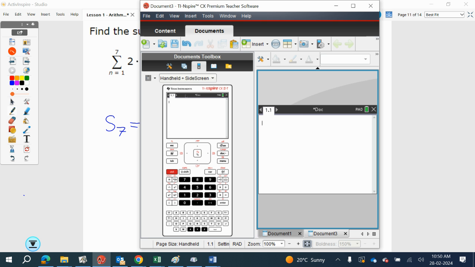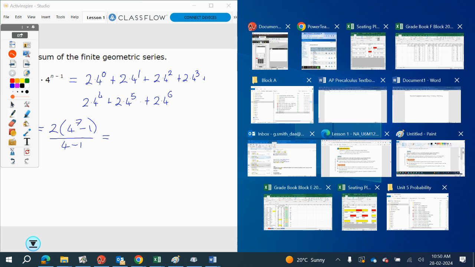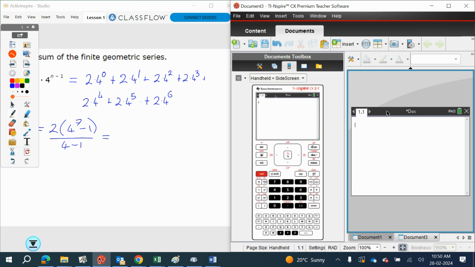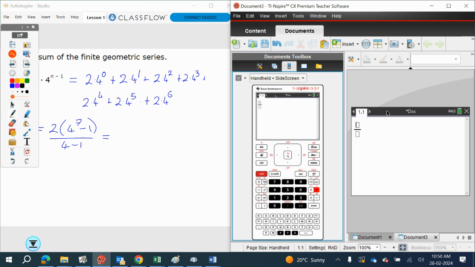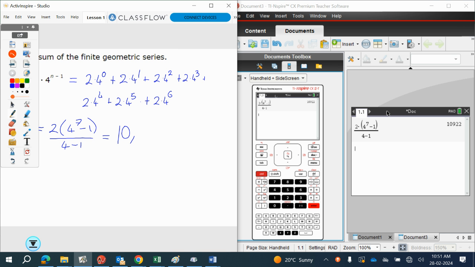Okay, can we stop the chatter? So what we need to do is put this into the calculator. Let me show you how to do it here on the board. We've got 2 times bracket 4 to the power of 7 minus 1, over 4 minus 1. And this gives us 10,922.